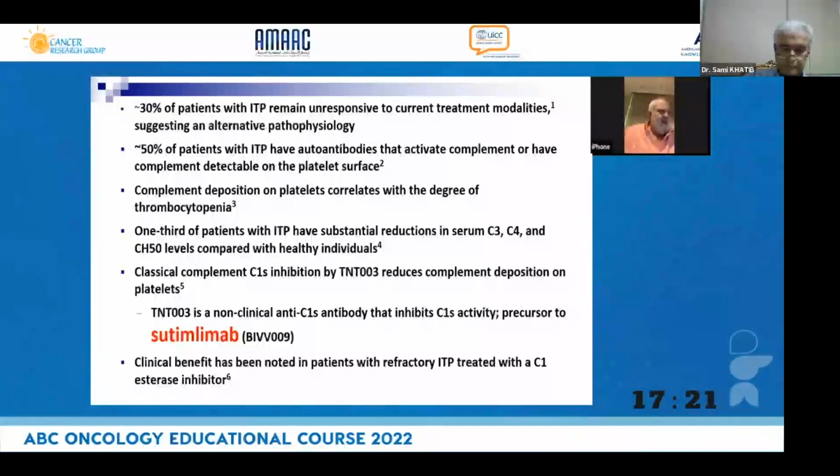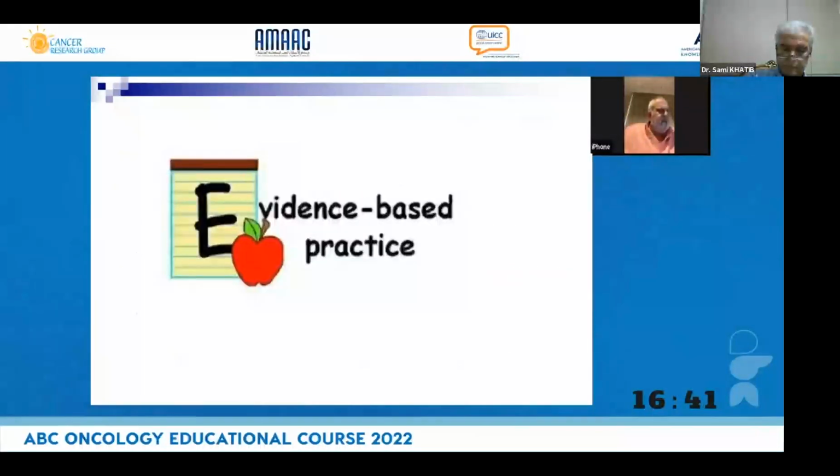And the classical complement C1s inhibition by TNT003 reduces complement deposition on platelets. What is this TNT003? It's a non-clinical anti-C1s antibody that inhibits the activity, and it is a precursor to Sutimlimab, the drug we're going to discuss in the next slide. We also know that clinical benefit has been noted in patients with refractory ITP treated with the C1 esterase inhibitor. Next slide, please. What is the evidence that we have? Next slide, please.